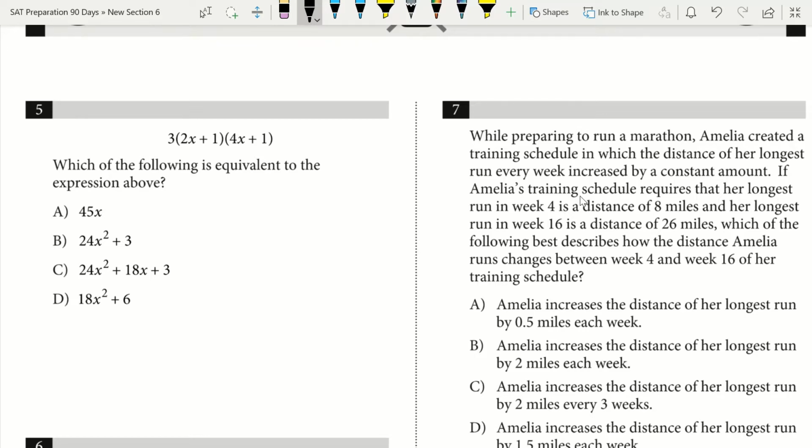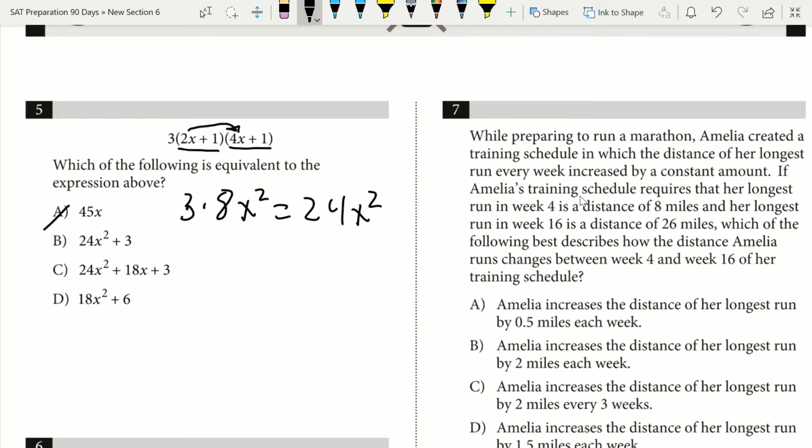So what we're going to do here is take our 2x plus 1 and start by multiplying it by 4x plus 1. We start with our first term, so we've got 2x times 4x. That's going to give us 8x squared. Then we have to multiply this 3 by it. So 3 times 8x squared gives us 24x squared.